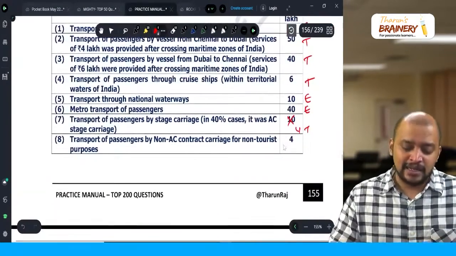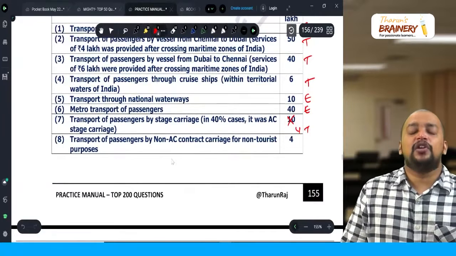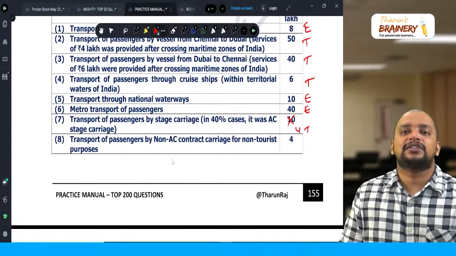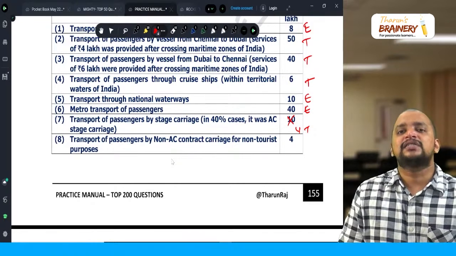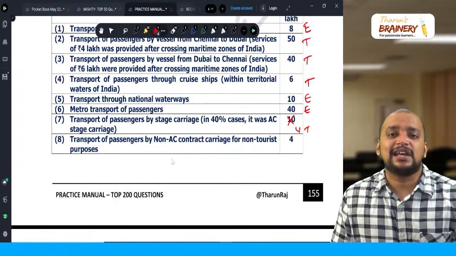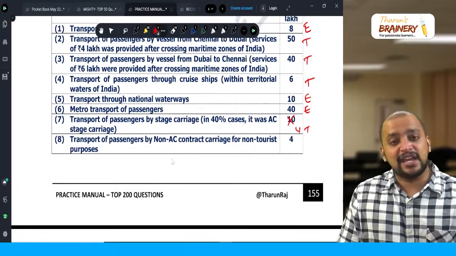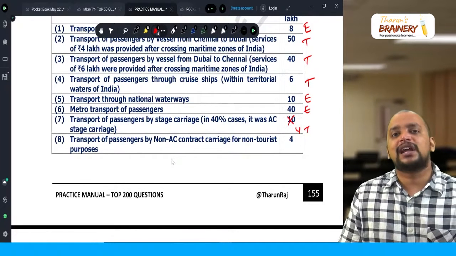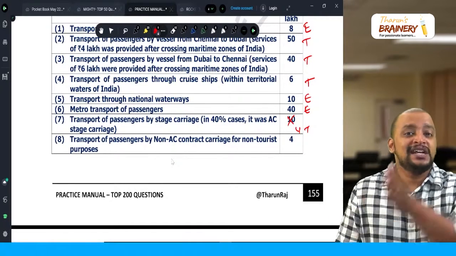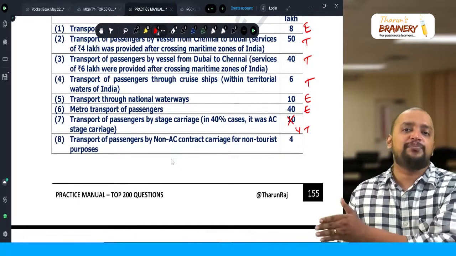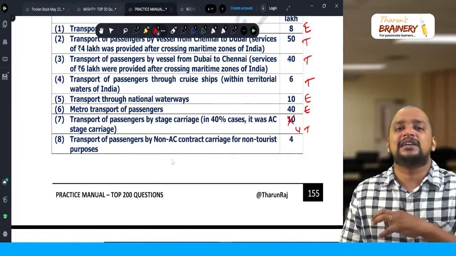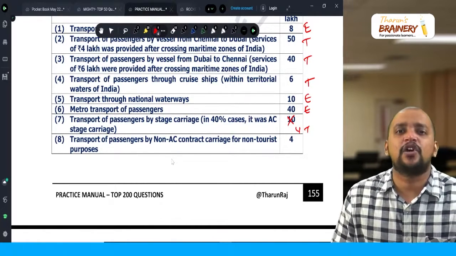Then next, transportation of passengers by non-AC contract carriage. What is the difference between a stage carriage and a contract carriage? Stage carriage is where at every stage of the journey the vehicle will stop. That is known as stage carriage. On the contrary, contract carriage is point to point travel. It starts at a place and it ends at a place. That is point to point travel, or when you take the carriage on hire, then also it will come under contract carriage.